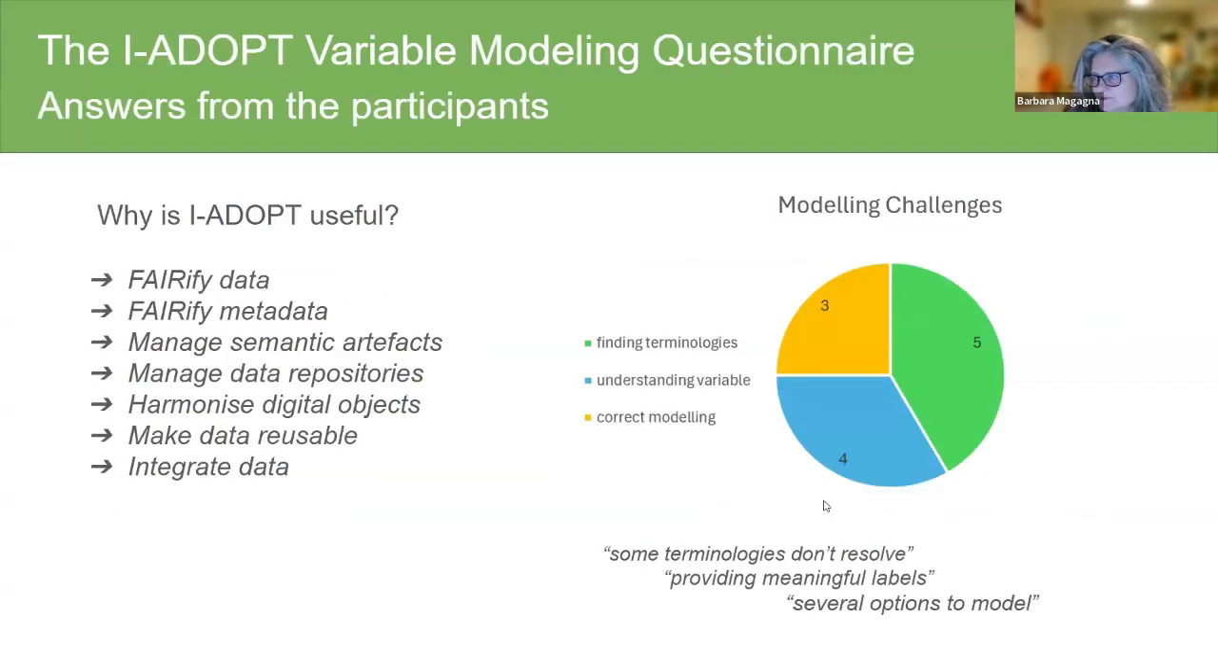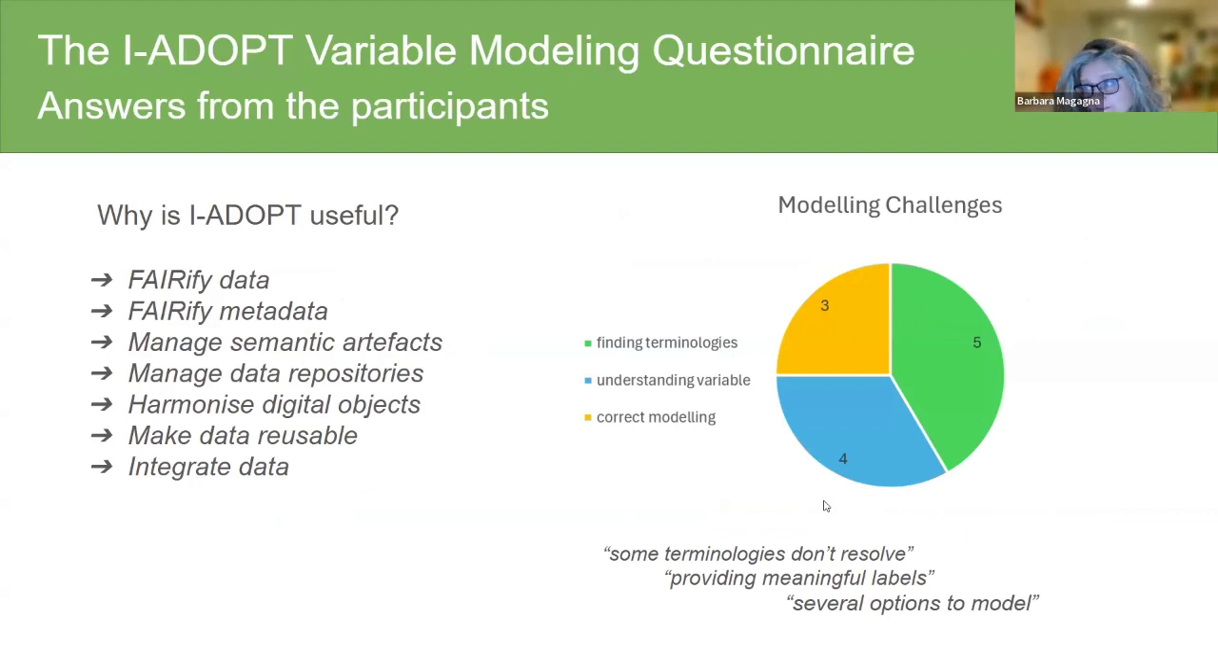This is just a very brief overview of the answers we got from the questionnaire. Why is IADOP useful? It helps to verify data because you can annotate the columns of observational data with IADOP. You can also verify metadata when you want to address what is done in your research, like keywords, but for keywords you can use IADOP instead.